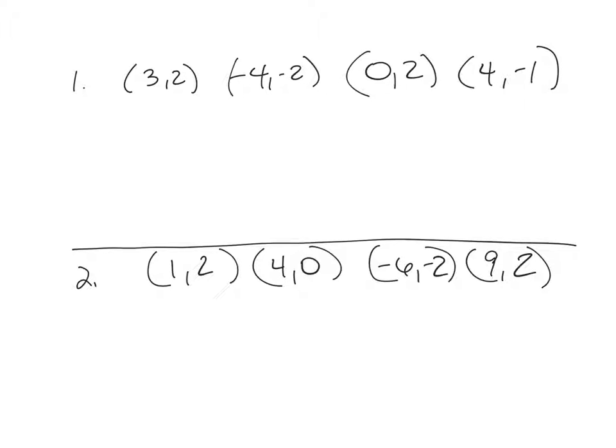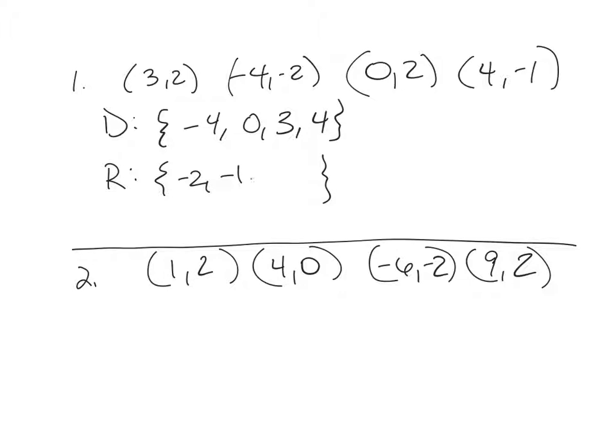So this is so difficult because you're going to put domain, and you're going to list the X's, but I like listing them in order. So -4, 0, 3, and 4. Everybody see that? And so what do you think the range would be? The range? The Y's. So we have -2, -1, and 2. You don't have to list that 2 twice because it's in 2 different points.